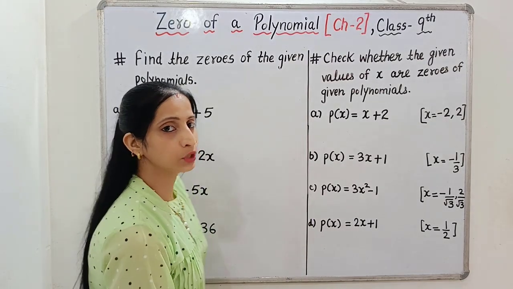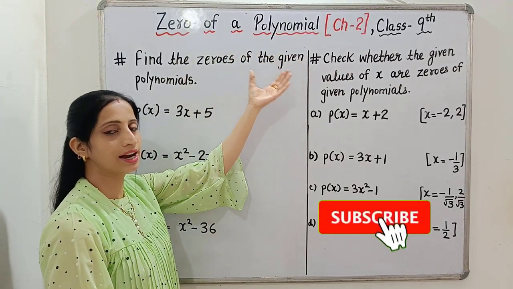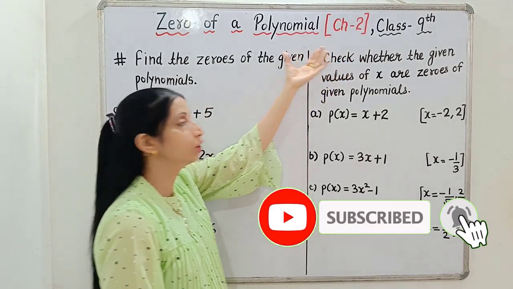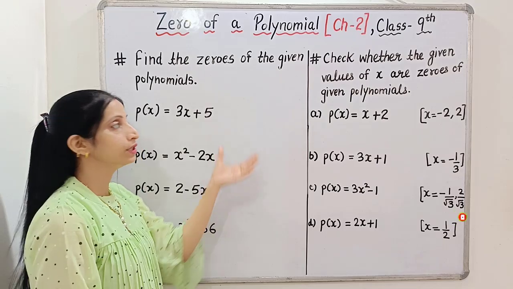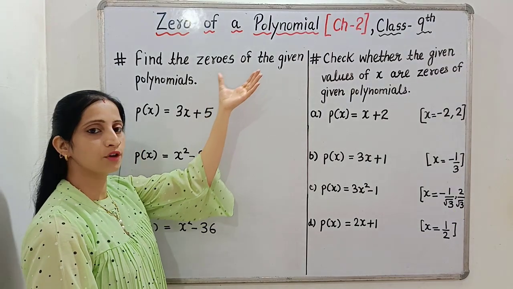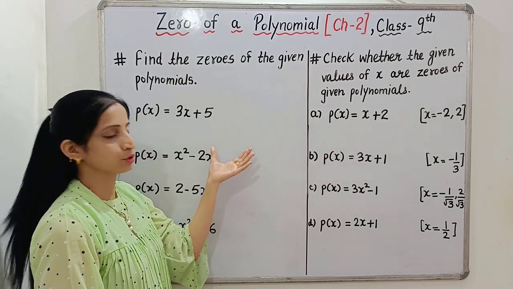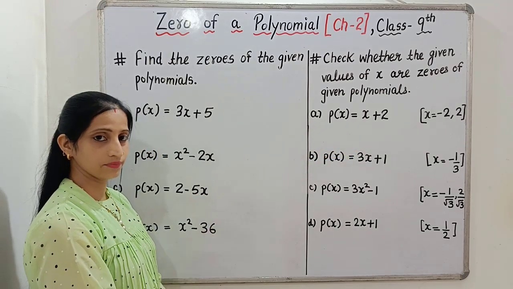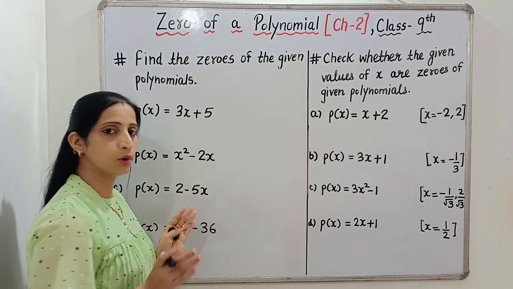So today's video topic is zero of a polynomial. This is again a topic of chapter 2, polynomials, of class 9. In this video we will learn what is zero of a polynomial and how to do these type of questions associated with this topic. So now let's begin by understanding what is zero of a polynomial.